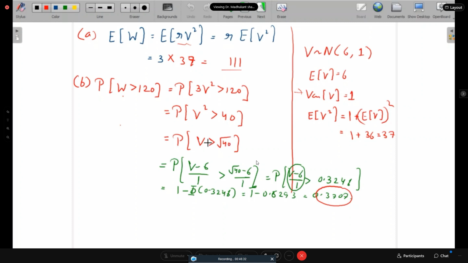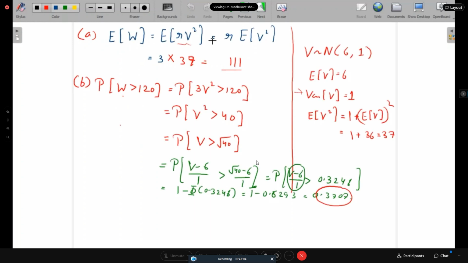So you are saying that we also take V greater than minus root 40, and V less than minus root 40. Just a second. Okay, so I can translate this information right now. Let me have this.